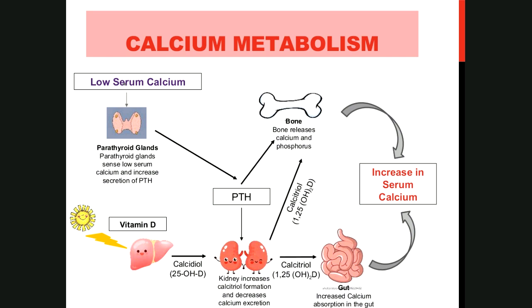PTH also acts on the kidneys to upregulate 1-alpha hydroxylase, which is an enzyme that converts calcidiol, which is 25-hydroxyvitamin D, or the storage form of vitamin D stored in the liver, to calcitriol, which is the active form of vitamin D. Calcitriol will also act directly on bone to increase calcium release, but it also has effects in the gut to increase the absorption of calcium in our gut from the food that we eat. And so the net effect of all of these changes is really to increase serum calcium, and we also see a net decrease in serum phosphorus levels due to PTH increases.